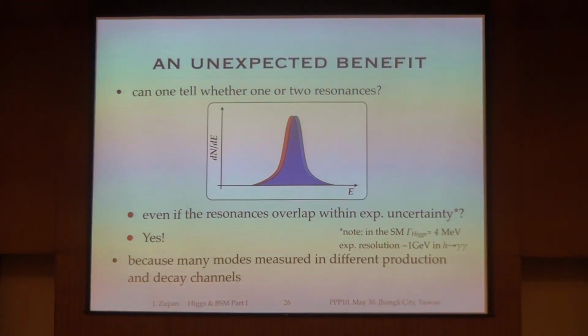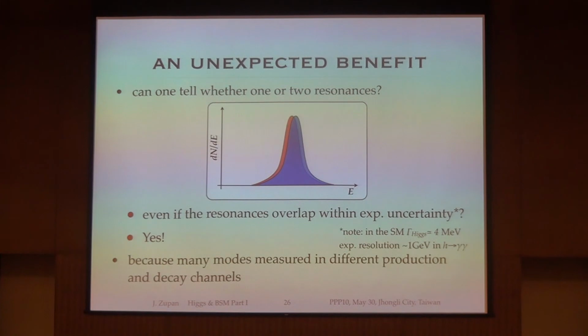Well, what will happen if these two resonances coincide? Well, okay, it looks like there's nothing you can do, no? Well, not so, because even if you have the resonances which overlap within experimental uncertainty, and by the way, the standard model decay width of the Higgs is 4 MeV, while the experimental resolution is 1 GeV, right? So even if you have the difference between these resonances is much bigger than the decay widths, but still at 1 GeV, experimentally it will look like one resonance. Okay?